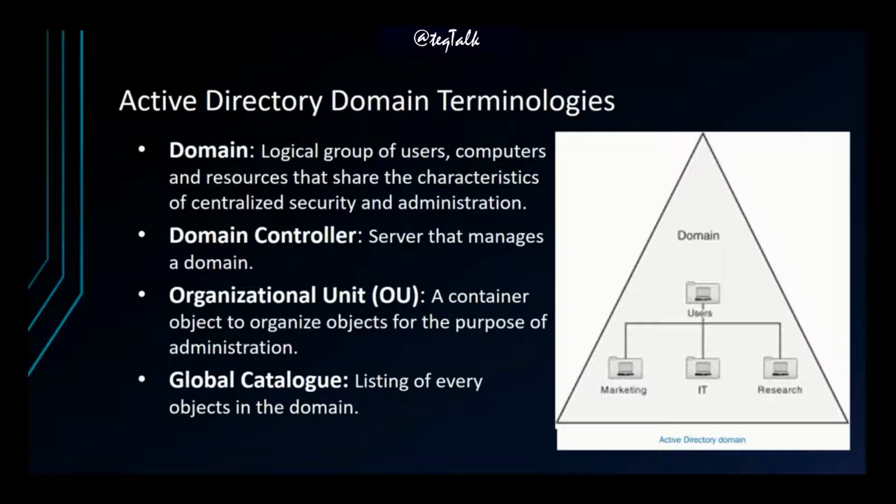Global catalog. Global catalog is a list of every object that is there in the domain so that one single object is not repeated. If I have created a user Kevin Jones with certain details, there will be no other Kevin Jones which is exactly the same. We will not have an identical entity. So the global catalog maintains details of every object that is there in this domain.